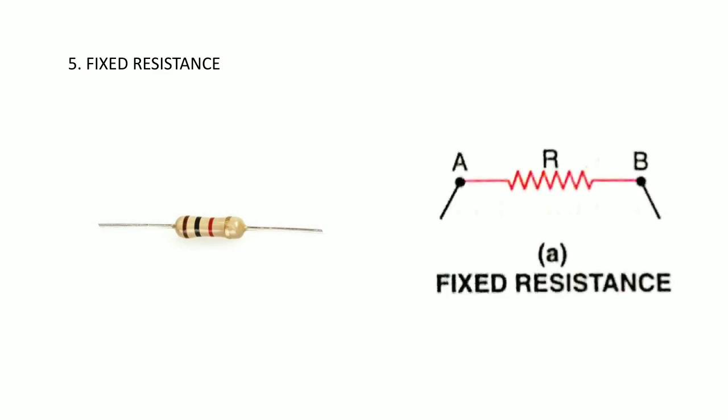Next we have a fixed resistance. All of us know what a resistance means, and this is the simple resistance that has been taken. So a resistance has a fixed value, then it is called a fixed resistance, and its symbol is like this. From terminal A to terminal B, a resistance is kept which has a fixed value, and it is represented over here with capital R, and this symbol is the symbol for a resistance.